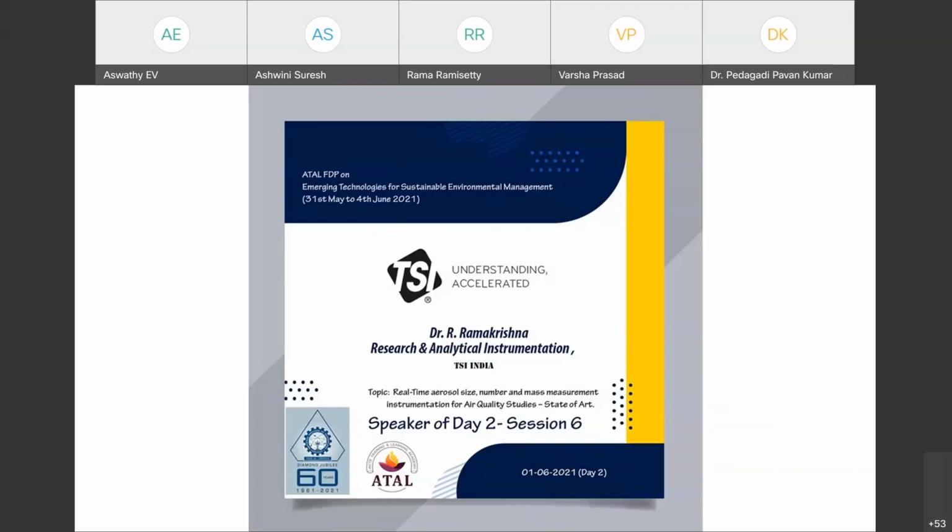I invite Ashwini to give a quick introduction about today's speaker. Ashwini, over to you. Good afternoon, everyone. Welcome to the next session of ATAL FDP. The theme for today's session is real-time aerosol size, number, and mass measurement instrumentation for air quality studies. For this session, we have Dr. R. Ramakrishna, Research and Analytical Instrumentation from TSI India.